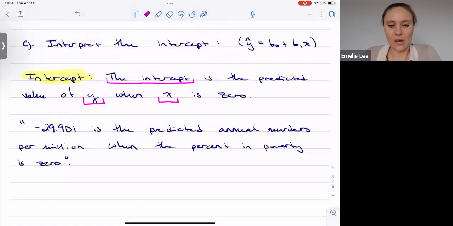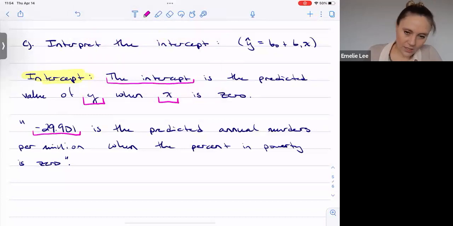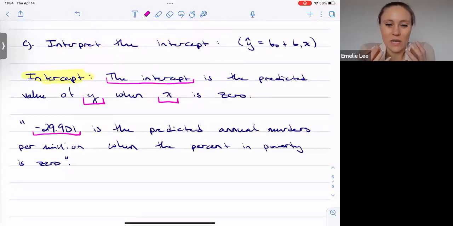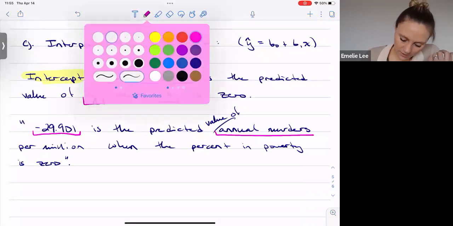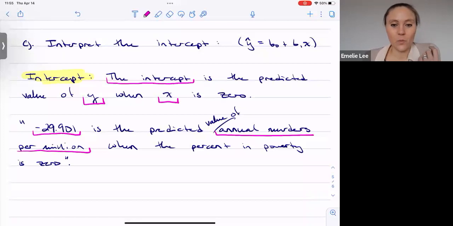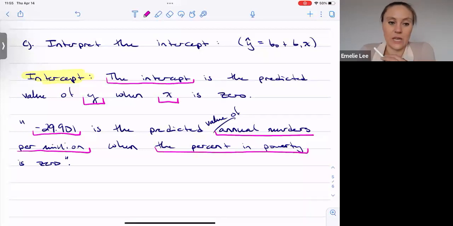Okay, so it sounds a little funny again, but I'm just trying to give you the easiest way that you can answer these questions and still be technically correct. That's really important, that we're saying things that are technically correct. So the intercept, a number, negative 29.901, is the predicted value of annual murders per million when the percent in poverty, which is x, is 0.